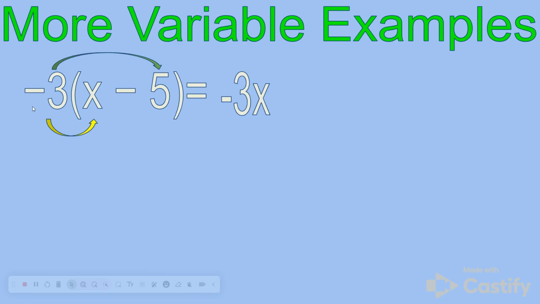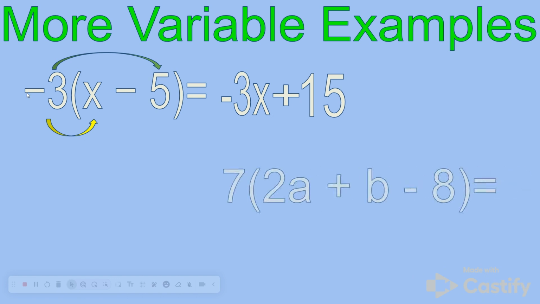Again, multiplying integers. Signs are the same. A negative times a negative actually gives us a positive 15. Okay, when signs are the same and you multiply, you get a positive number. And if you're not sure why, you don't know what that means, watch my video on multiplying and dividing integers. And the last one, a little bit trickier.